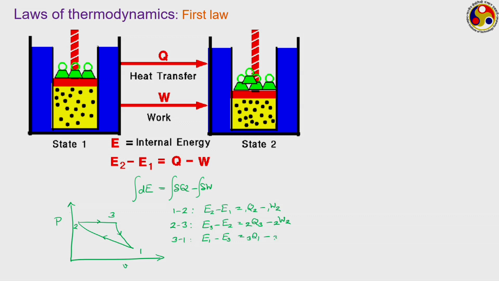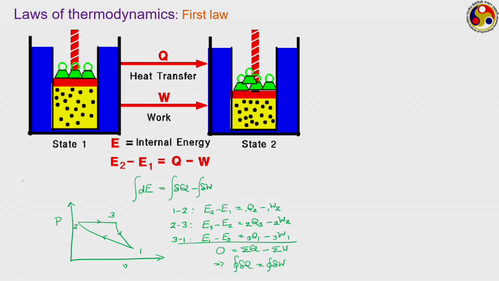Q31 minus W31. Now, if we add all of them up, then you have 0 on this side, equal to the summation of all these Q's minus the summation of W's, or conventionally we write it as the cyclic integral of del Q equal to the cyclic integral of del W. That is, the net heat transfer to the system over a cycle is equal to the net work done by the system over the same cycle, as E, that is energy, is a property.